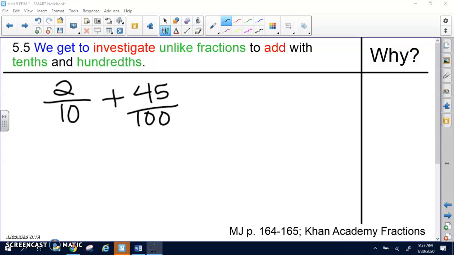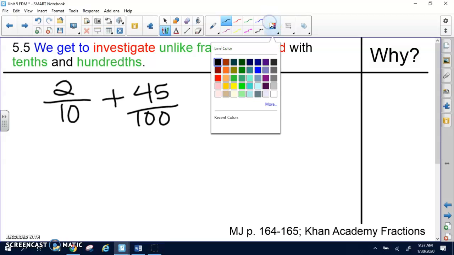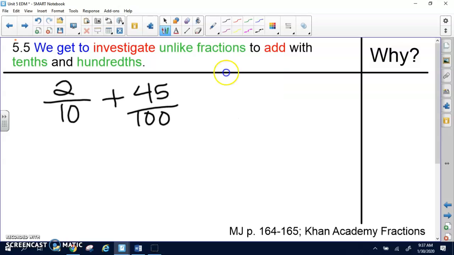Why would we want to know how to add these two together with unlike denominators? Why would we want to know how to do this? Aaron.